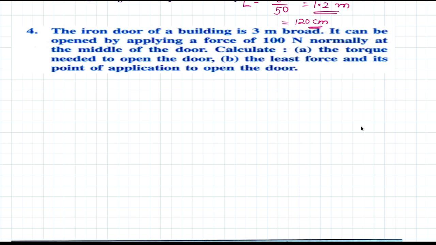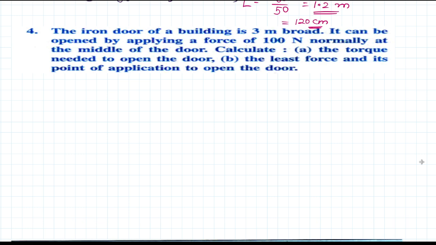So next question we have: the iron door of a building is 3 meter broad. It can be opened by applying a force of 100 Newton normally at the middle of the door. Calculate first the torque needed to open the door, and second the least force and its point of application to open the door.